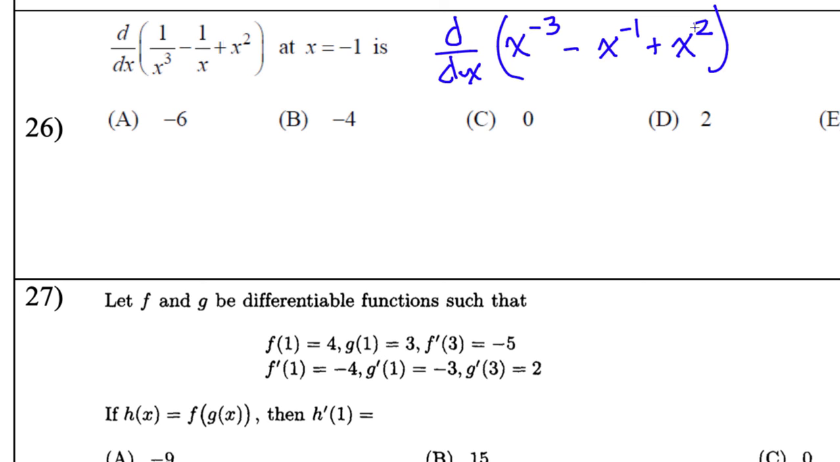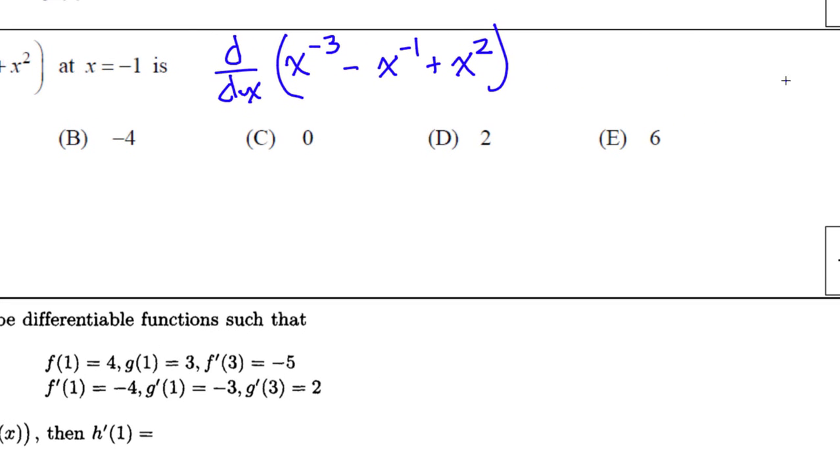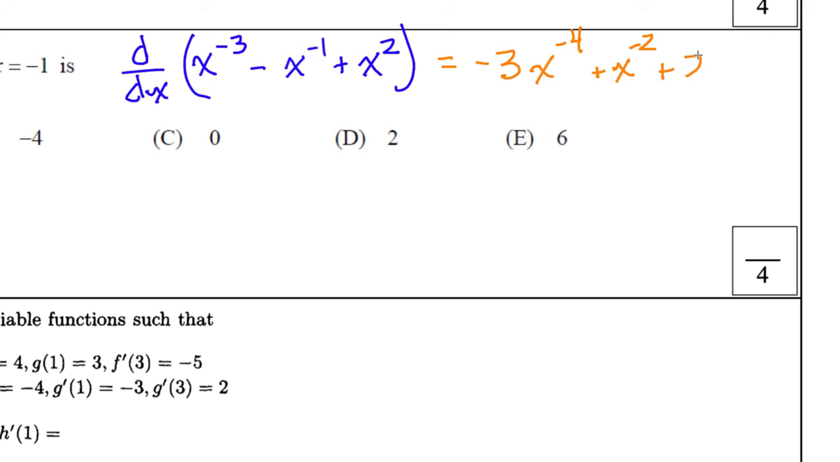Now I can actually take the derivative. If I take the derivative, this negative 3 comes down in front. I have negative 3x to the power of what? Yes, negative 4. Thank you. It goes down a power. And I'm going to bring this negative 1 down in front. Negative times a negative is a positive. So I'm going to do positive x to the power of what? Negative 2, exactly. I'm going down. You always go down a power. And then plus 2x to the power of 1, or you can just leave it as 2x.